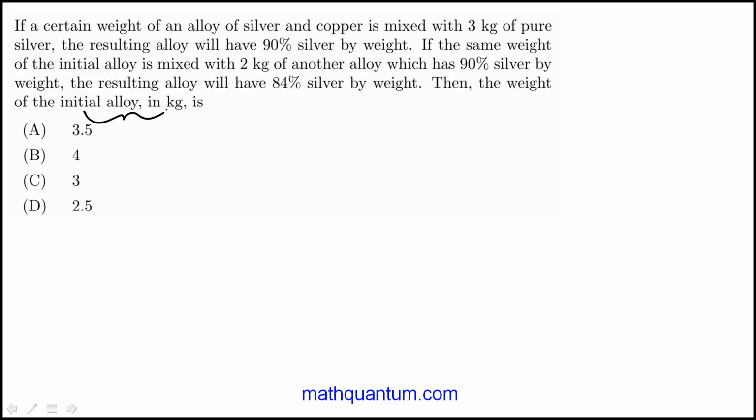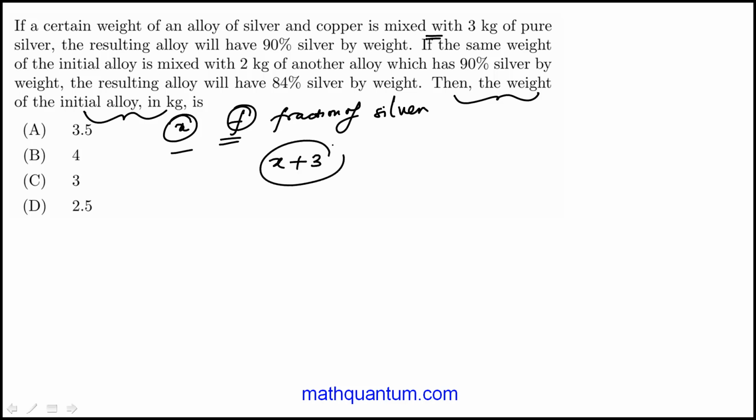So here I'll assign the variable x to the weight of this initial alloy, and I'll say that F is the fraction of silver in this alloy. So two variables here. If I start with this first piece, this alloy x is mixed with 3 kilograms of pure silver, and the result is that we have 90% silver. So total, that would be equal to 0.9. The numerator would be the amount of silver, which would be xF, because I'm multiplying the fraction of silver in it, plus 3, because all of it is silver. So that's the first relationship.